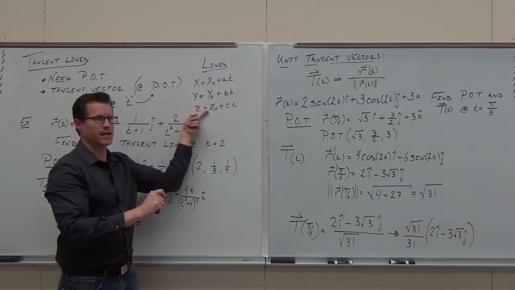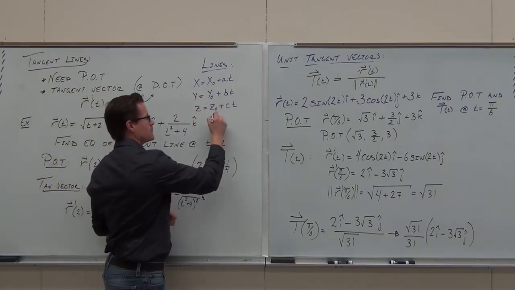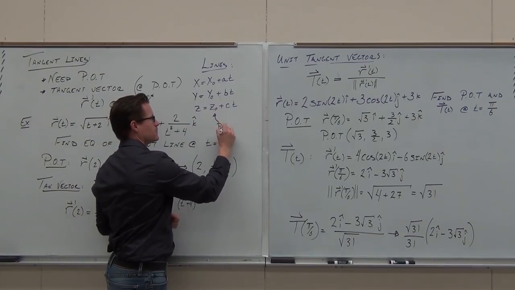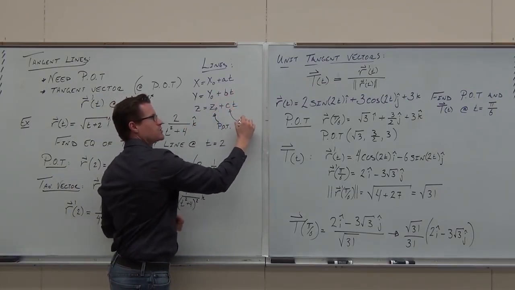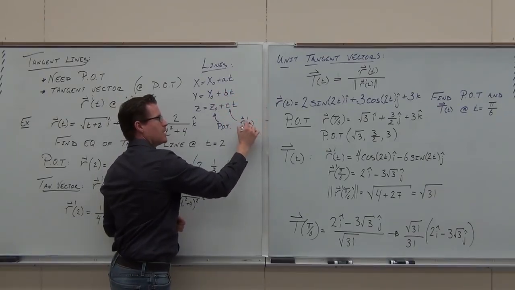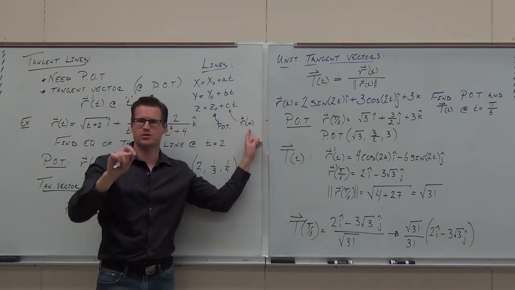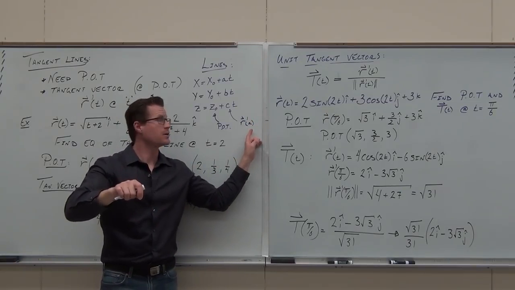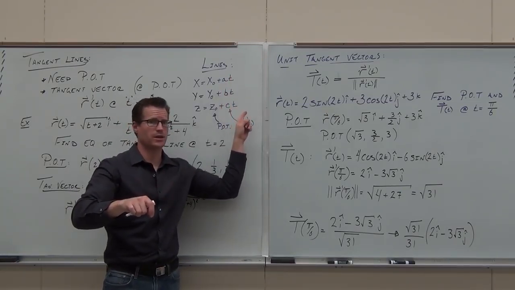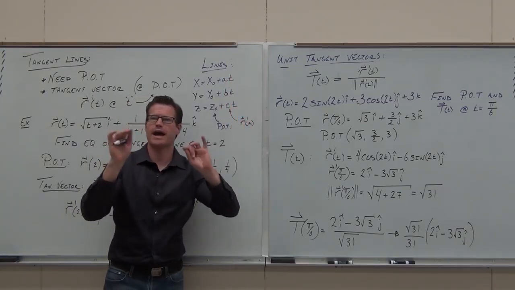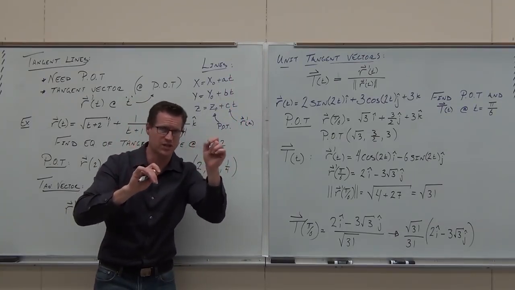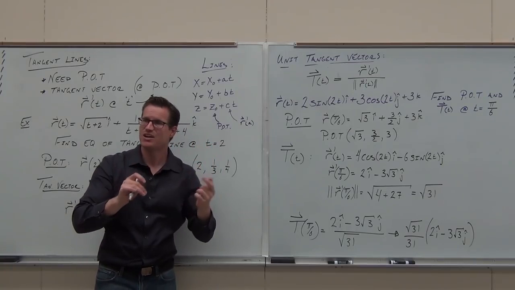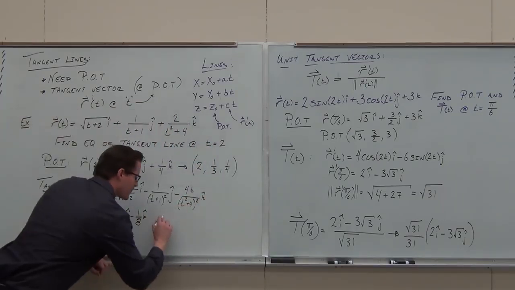This is your point of tangency. This is your direction vector. I'm using the A here to signify that we've actually plugged a number in. Okay, you don't use T because that T is right there. You don't want to get that confused. The A stands for the actual value of that T, the actual tangent vector. Does that make sense?